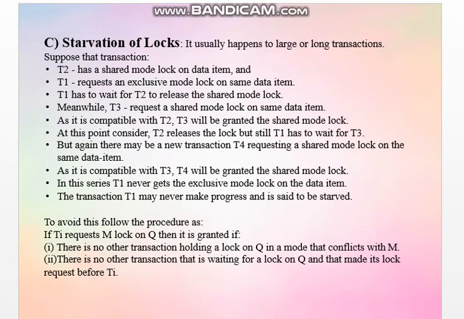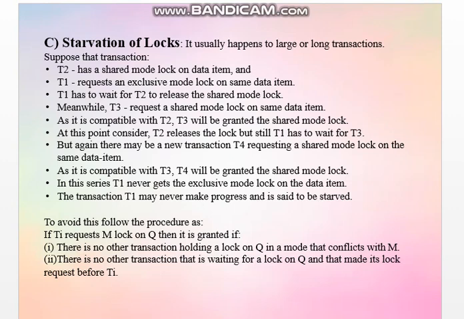Starvation is a situation where multiple transactions are executing simultaneously. At that time, there may be a situation where one transaction is waiting for a long time for access to a data item, but the data item is not available for it. How much time it should wait, that situation is called starvation.